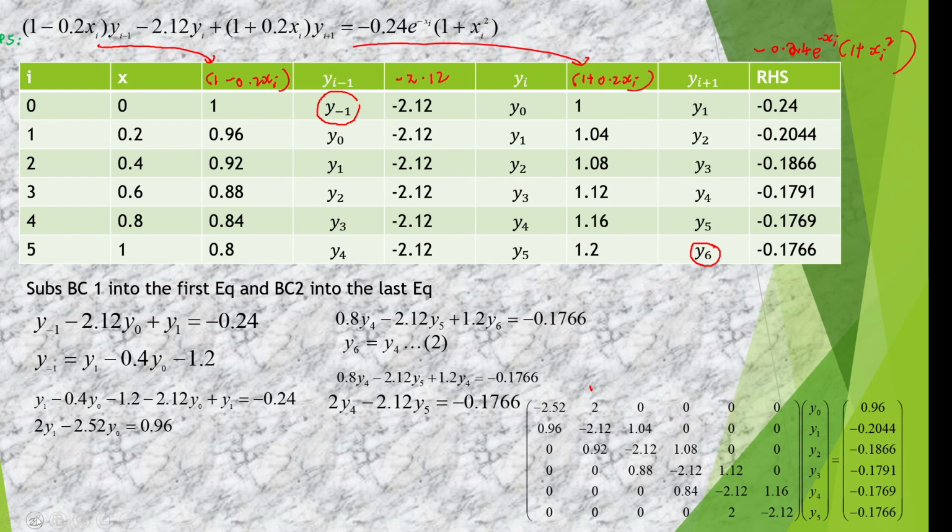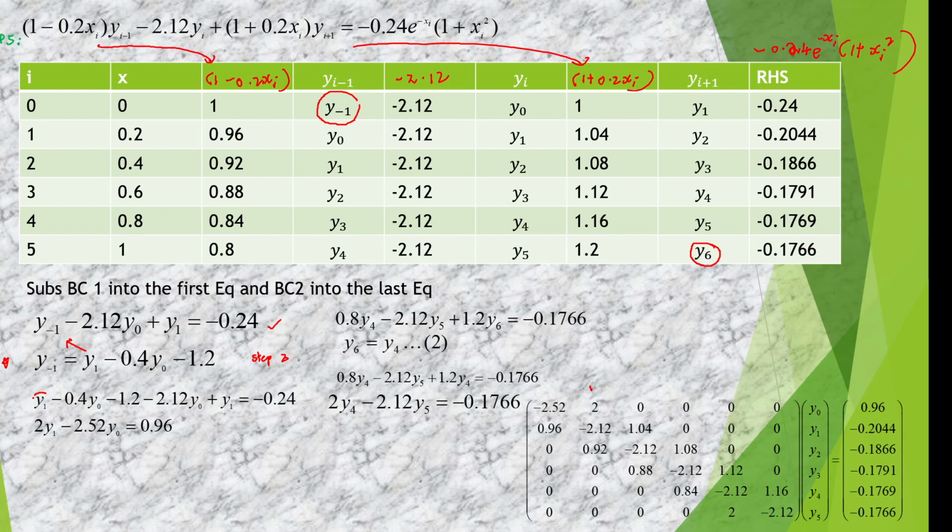Let me change color. This is where we read from the first row of the table. And then, from the equation star in step 3, from step 2, you obtain y negative 1 is actually y1 minus 0.4 y naught minus 1.2. This is the result that you obtained from step 2. So now you replace here: y negative 1 is y1 minus 0.4 y naught minus 1.2, and then copy down negative 2.12 y naught plus y1 equal negative 0.24.